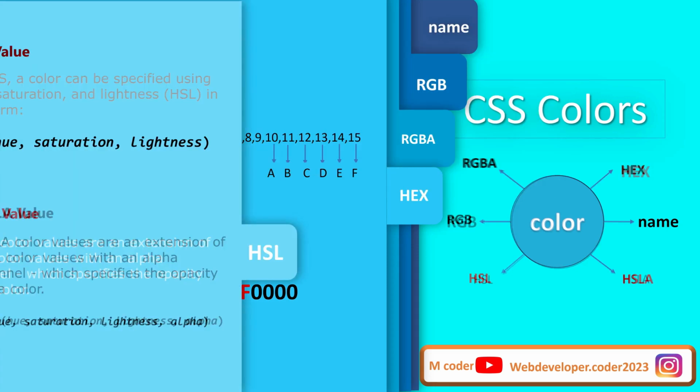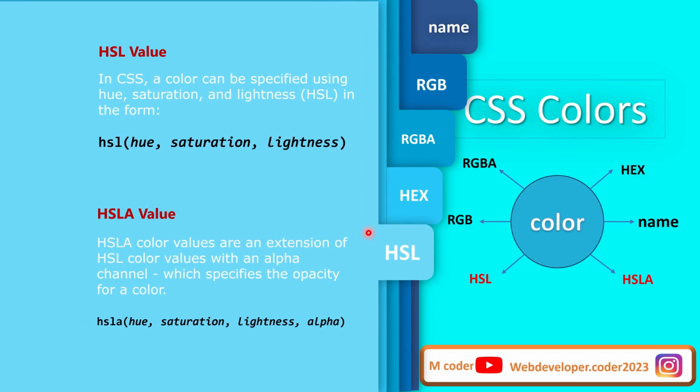HSL value. HSL stands for hue, saturation, and lightness. In CSS, a color can be specified like this. Hue is a degree on the color wheel from 0 to 360. 0 is red, 120 is green, and 240 is blue. Saturation is percentage value. 0% means a shade of gray, and 100% is the full color. Lightness is also a percentage. 0% is black, 50% is neither light nor dark, and 100% is white.